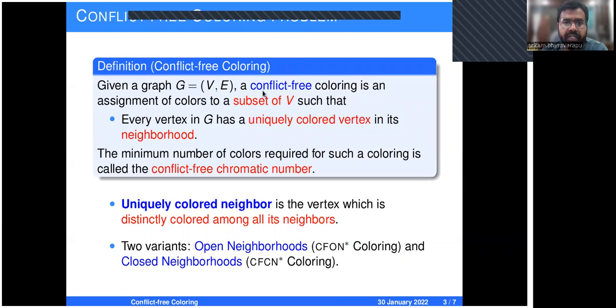Formally, given a graph G, a conflict-free coloring is an assignment of colors to a subset of vertices such that every vertex has a uniquely colored vertex in its neighborhood. By uniquely colored vertex, we mean one of its neighbors should be distinctly colored. The minimum number of colors required for such a coloring is called the conflict-free chromatic number. Since we're talking about neighborhoods, both the open neighborhood and the closed neighborhood versions of the problem have been studied. They are called CF-ON coloring and CF-CN coloring.